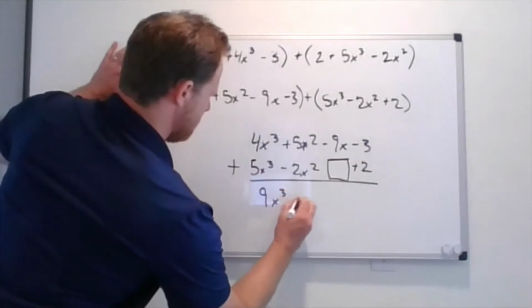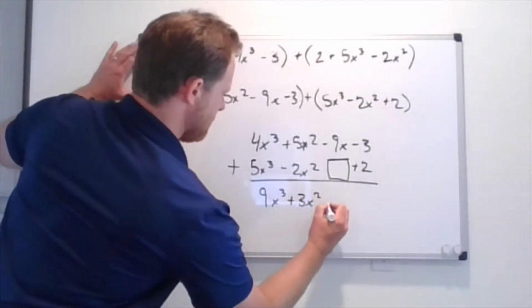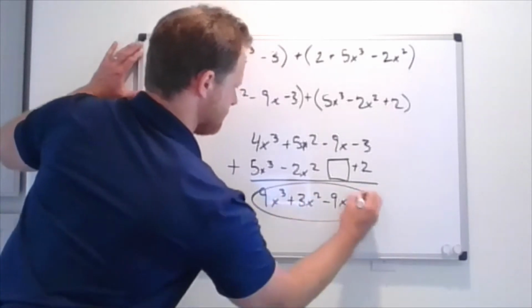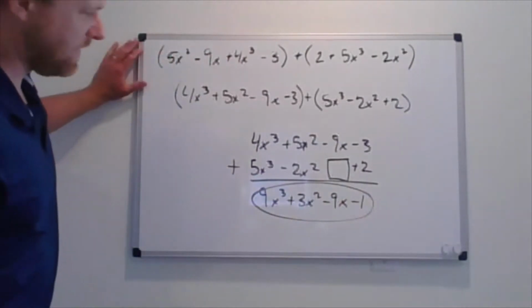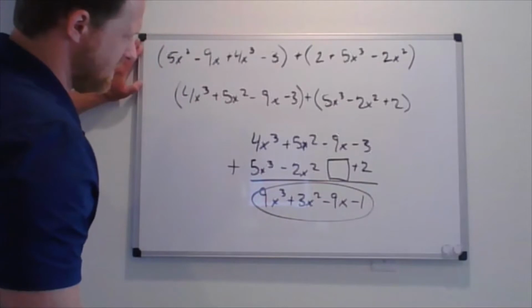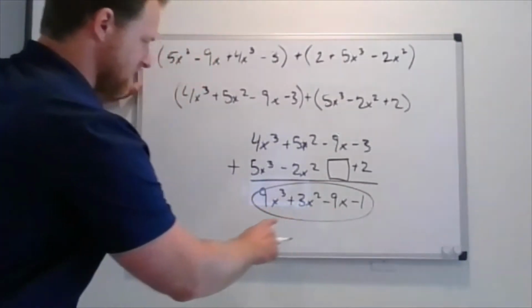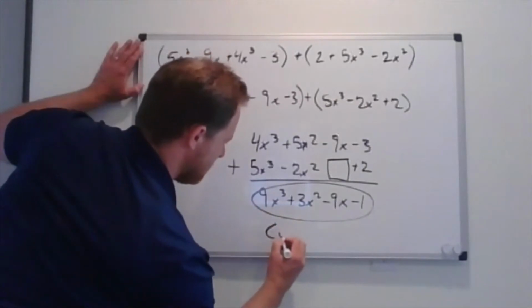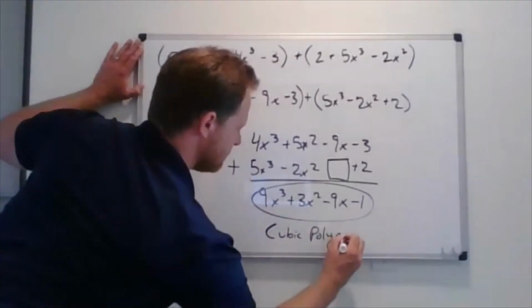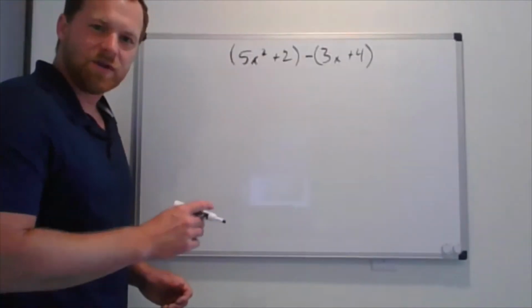9x to the third plus 3x squared minus 9x minus 1. Just like that. And so then when I look at this, I know that the degree is 3, and I know that the number of terms is more than 3, so it's called a cubic polynomial. There you go.